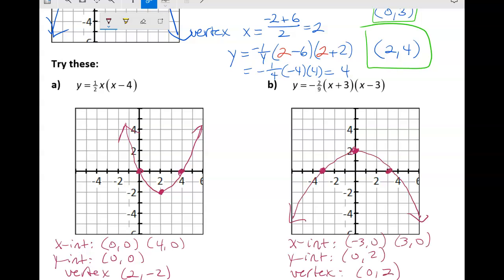All right, here's that second graph, and for this one, you'll notice that the y-intercept and the vertex were the same, since the vertex occurs halfway in between -3 and +3, which means it occurs at 0. All right, let's move on.